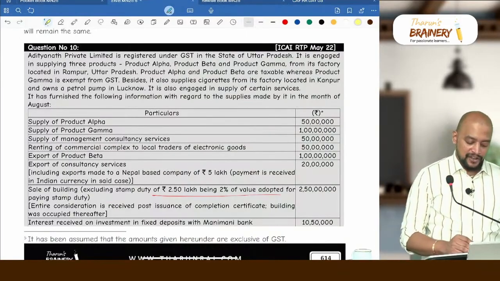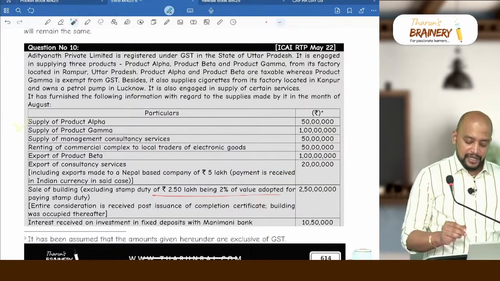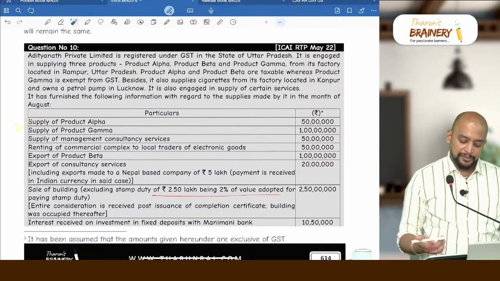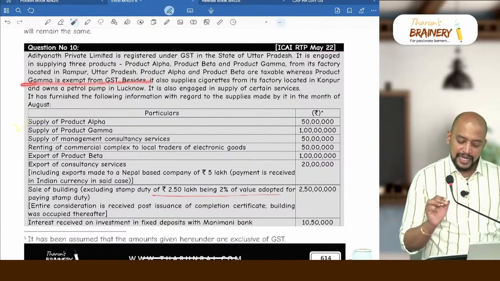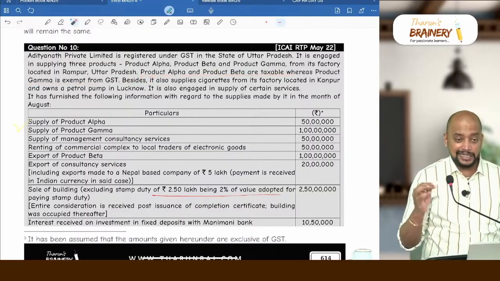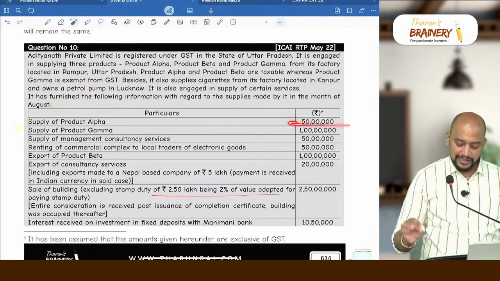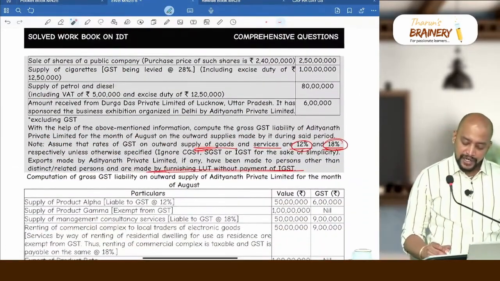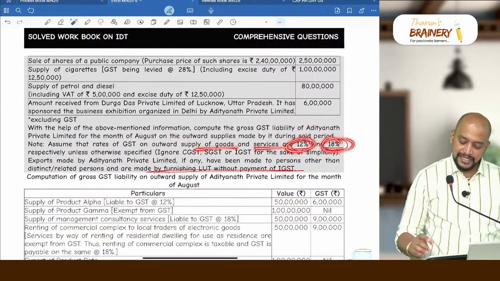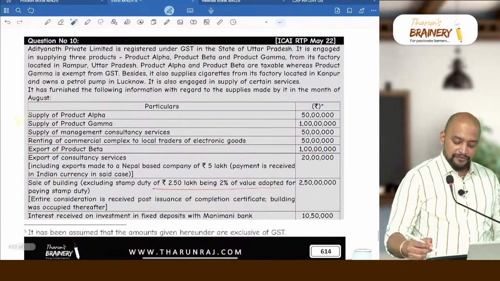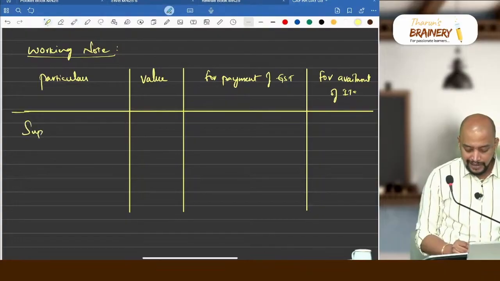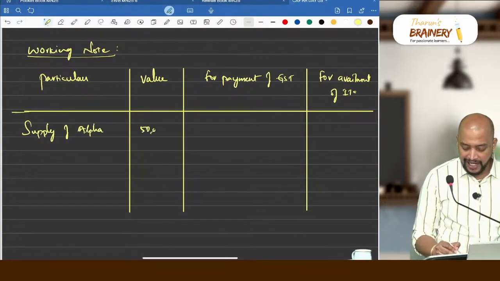Now, first we need to start with transaction number 1. Transaction number 1 is supply of product alpha. Product alpha is 50 lakhs. They have not given anything that this product alpha is exempted. Clearly they mention gamma is only exempt from GST, but alpha and beta are taxable. So supply of product alpha is taxable. The rate of GST for goods is 12%, service is 18%. So therefore we need to take 50 lakhs into 12%. So supply of alpha, that is value 50 lakhs.